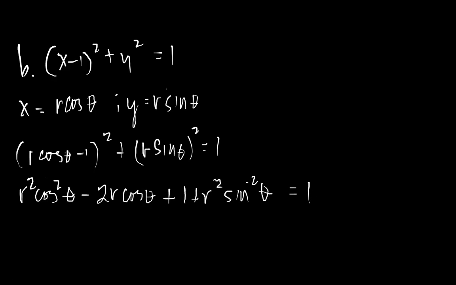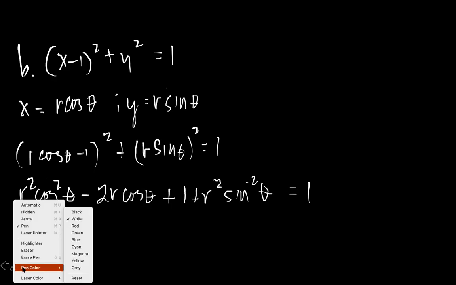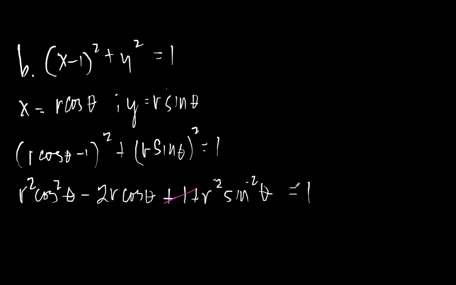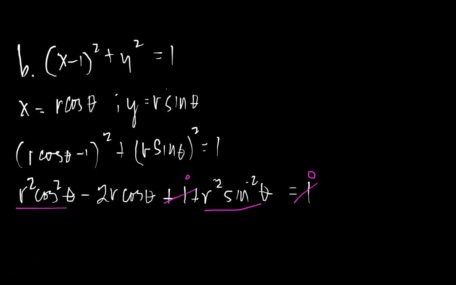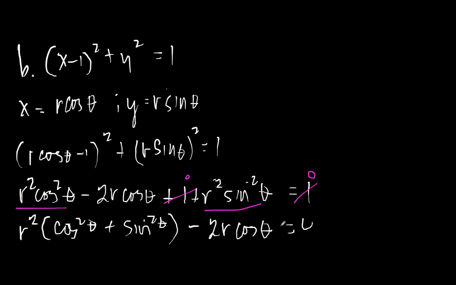And we can simplify expressions here. We can cancel out the 1 here, so this becomes 0 and 0 here as well. And the first term and the last term on the left-hand side of the equation have something in common, which is r squared. Once we factor out r squared, we can have cosine squared plus sine squared, which is another fundamental identity, called the Pythagorean identity, all right? So we can associate them and factor out r squared: r squared times cosine squared theta plus sine squared theta, minus 2r cosine theta is equal to 0.